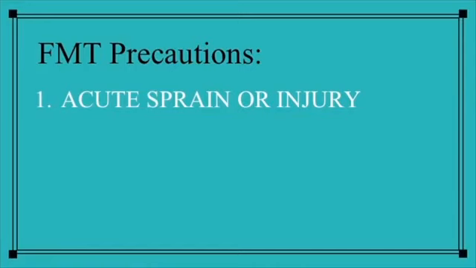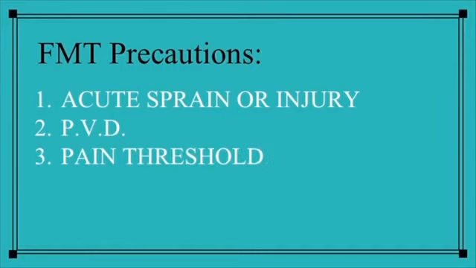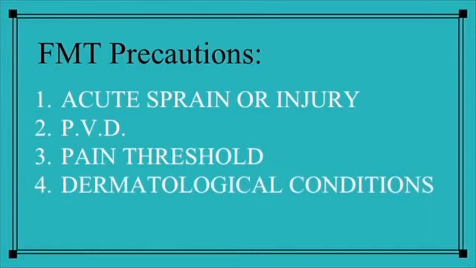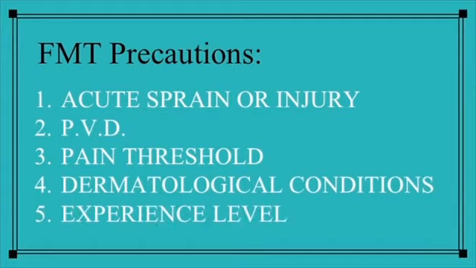So, to summarise, the precautions for FMT are: 1, acute sprains; 2, peripheral vascular disease; 3, pain threshold; 4, fungal conditions or warts; and 5, your FMT experience level. So there you have a comprehensive summary of the indications, contraindications and precautions of using FMT to get better clinical results for your patients.